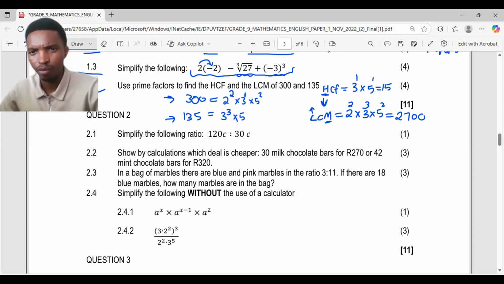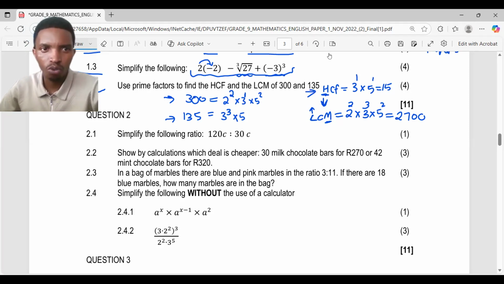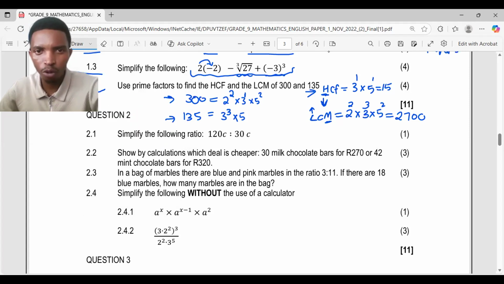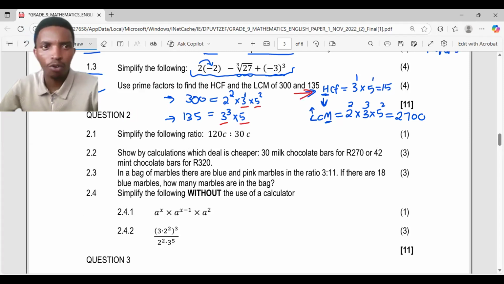Isn't the LCM also having the 5? Like the HCF also had a 5 and the LCM. Is that possible? Yes, it is possible. Remember, whenever we're dealing with highest common factors, we only take the numbers that are common between the two. So 3 is common for both of them, and 5 is also common for both of them. That's if we're working for HCF, right?